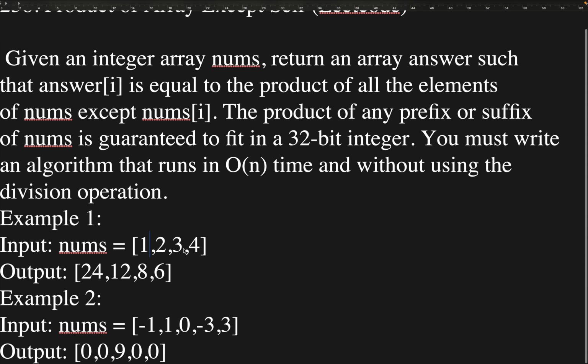Suppose you are given the array 1 2 3 4. For the first element, 1, you need to leave out the current element and find the product of the rest of the elements, like 2 into 3 into 4, which becomes 24. Similarly, for the second element, 2, you leave out that element, and 3 into 4 into 1 gives us 12. That's how you need to return the product of all the elements except itself. That is the main question.